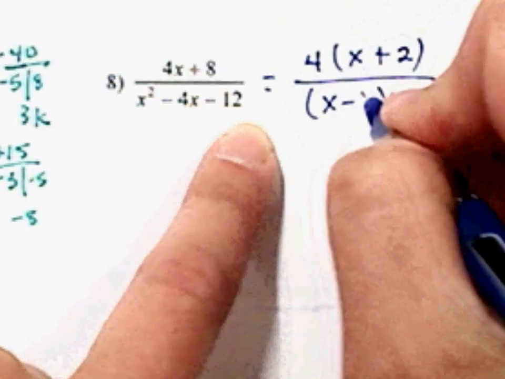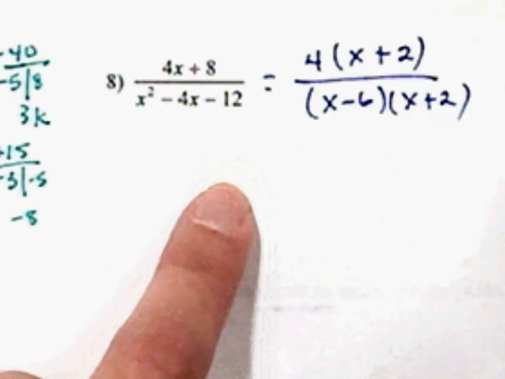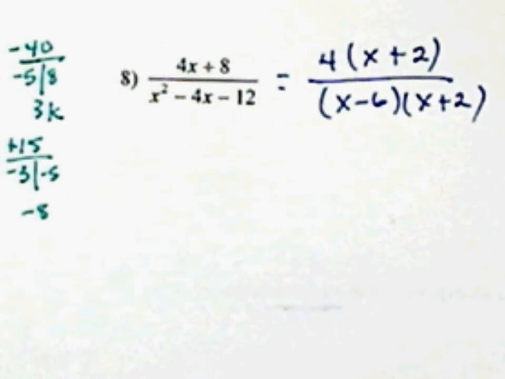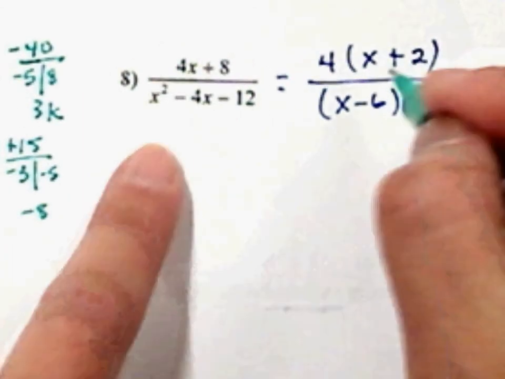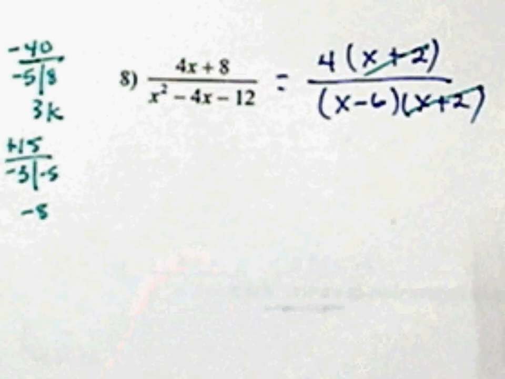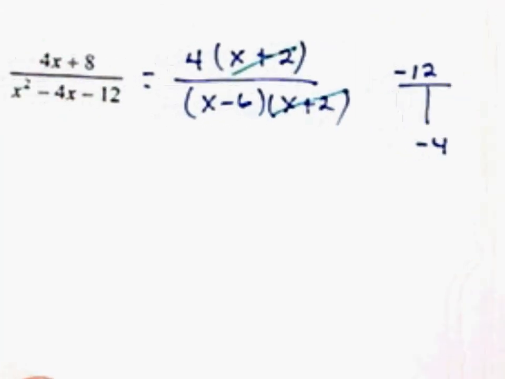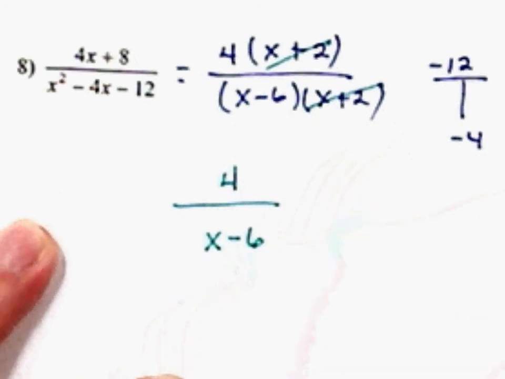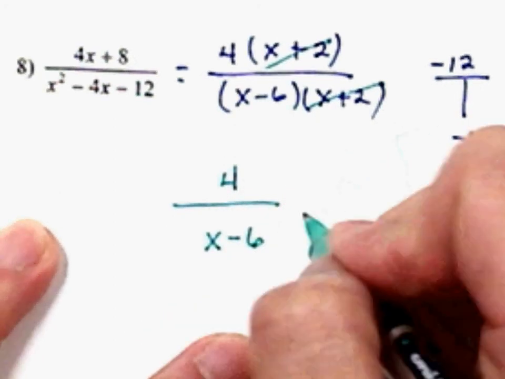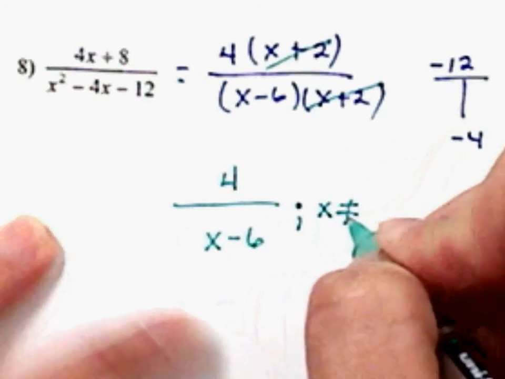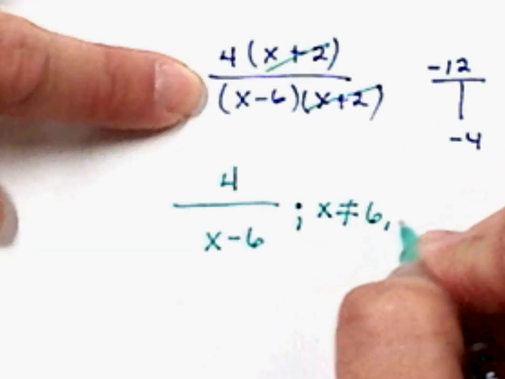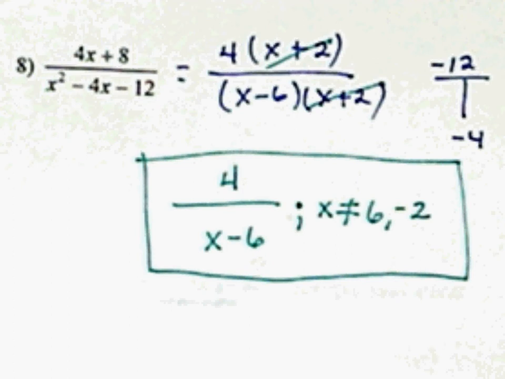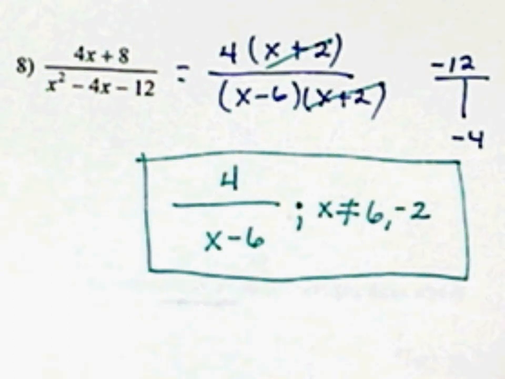Very good. Just like that. Okay? All right. Now, what do you see that can cancel out? X plus 2. Is that it? Okay. So therefore, you have 4 over x minus 6. That's all you have left, right? What can x not be? Look right here. 6 and negative 2. Good job. You guys are doing so good. Not too bad? Okay. Good.